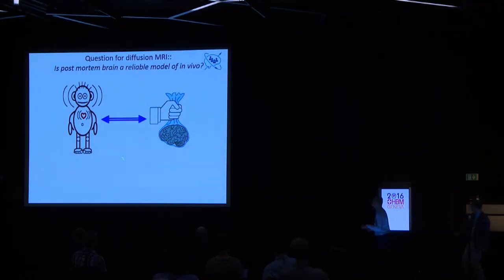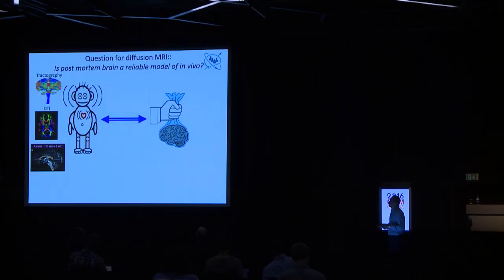Sorry. Yeah. So does post-mortem bring a reliable model of in vivo? That is one of the important questions that we are going to raise. Today we can use these diffusion MRI techniques that allow us to map the brain network with tractography. We can map the DTI microstructure features, and we can also, as we heard earlier today, use biophysical modeling that allows us to go more into details of the microstructure, mapping axon diameters. But it's very challenging to do it in vivo in the human brain.